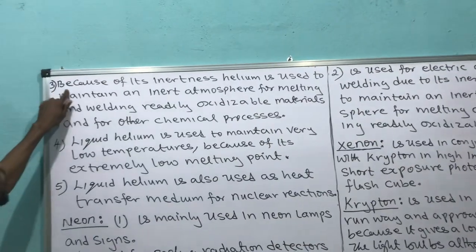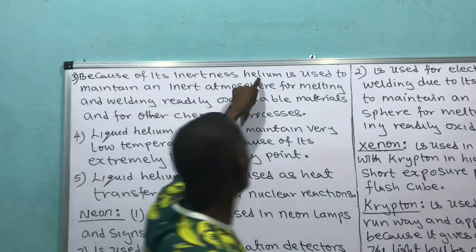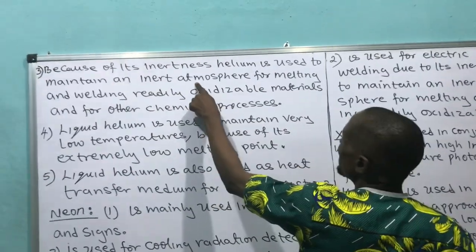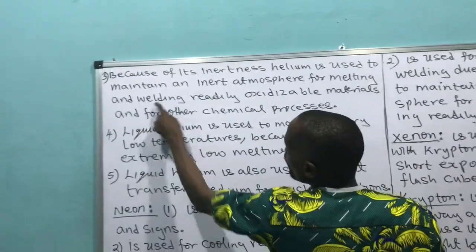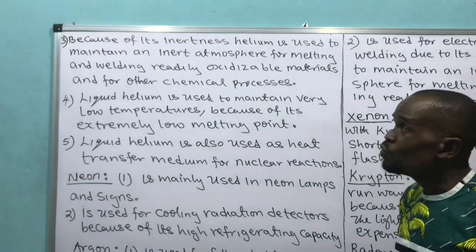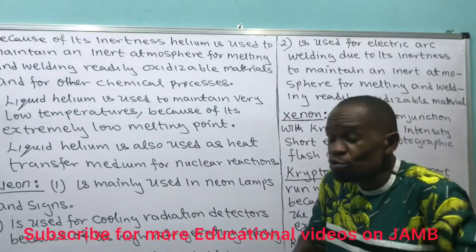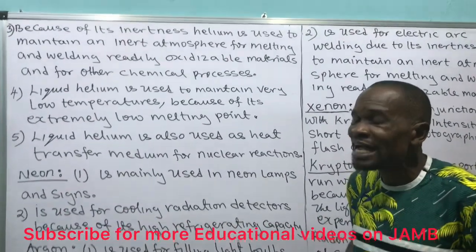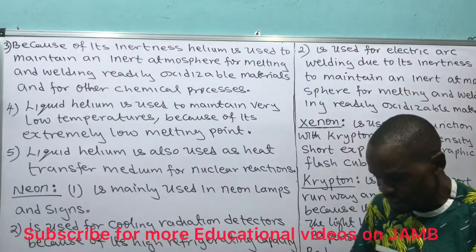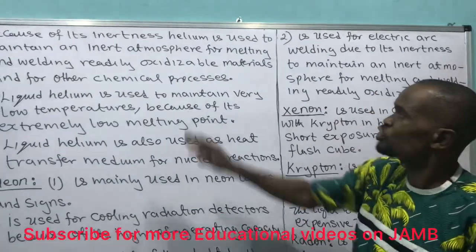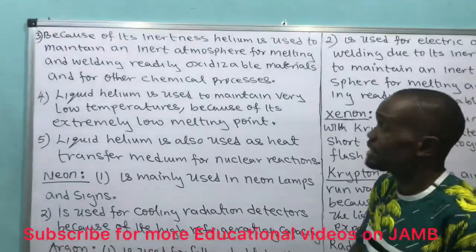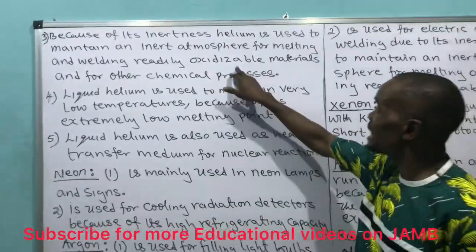Property 3. Because of its inertness, helium is used to maintain an inert atmosphere for melting and welding readily oxidizable materials. We use helium to protect the easily oxidizable material that we want to weld so that it will not explode. We use helium to maintain a good atmosphere, because helium is inert, so it cannot react. So it keeps the atmosphere dormant, so that you can weld that readily oxidizable material.